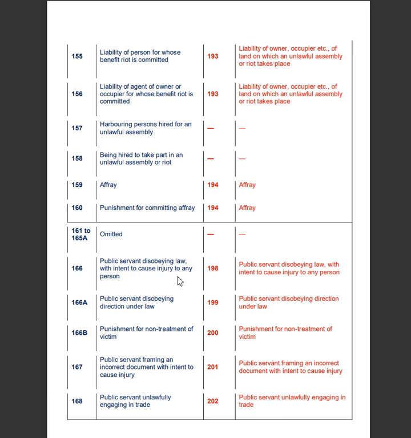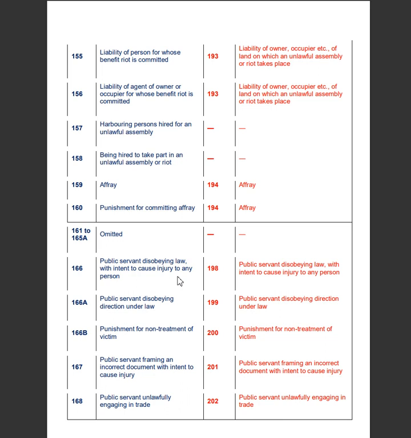Section 156 of the IPC deals with liability of agent of owner or occupier for whose benefit riot is committed, whereas Section 193 of the BNS deals with liability of owner, occupier, etc. of land on which an unlawful assembly or riot takes place. Section 157 of the IPC deals with harboring persons hired for an unlawful assembly, whereas Section 158 of the IPC deals with being hired to take part in an unlawful assembly or riot.